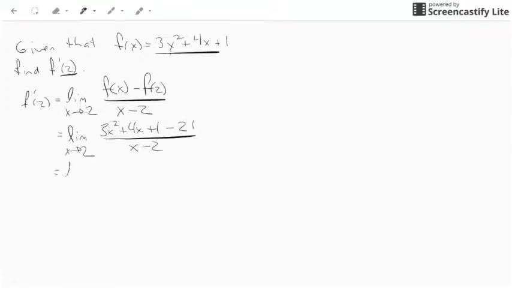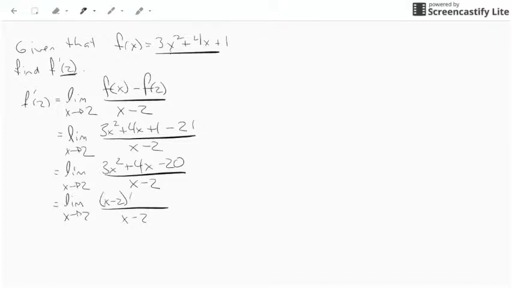Okay, so let's see where this goes. This is now the limit as x approaches 2 of 3x² + 4x, and now I've got plus 1 minus 21, so it's going to be minus 20, all over x - 2. Now I'm looking at the limit of a rational expression. Experience tells me that I probably have to factor this. Experience also tells me that if I'm going to get an actual limit here, that's probably because one of the factors is x - 2. So I can kind of anticipate where this is going.